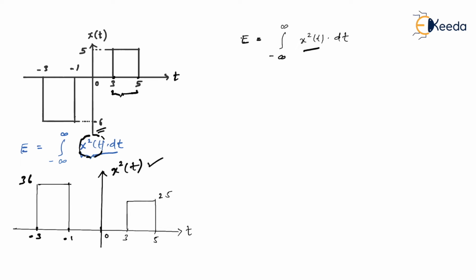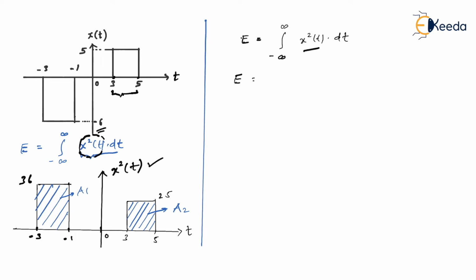So what I'll do, consider two rectangles here, rectangle number 1, and this is rectangle number 2. And if I just take their area and if I add them, then it becomes integration of x square of t dt. So first of all, we'll understand area 1 and area 2. Both of them are rectangles, so just apply the formula length into breadth. So finally, energy is area 1 plus area 2.